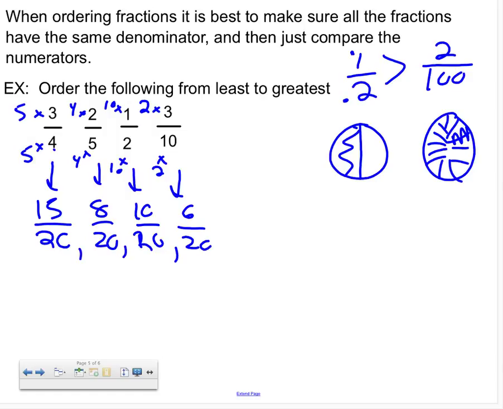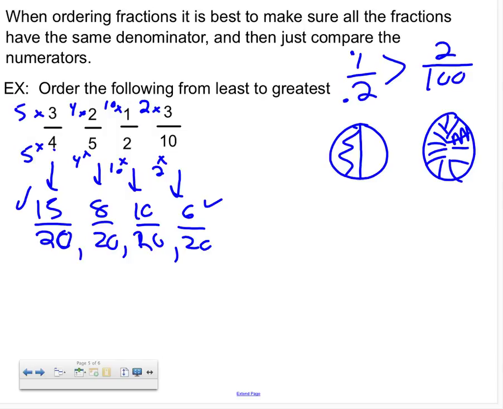Now, I can pretty easily see which one is the biggest, which one's smallest, and which two are in the middle. Because all my pies here, that's a 20 by the way, all my pies here are cut up into 20 pieces. So, which is bigger? 15 out of 20, 8 out of 20, 10 out of 20, or 6 out of 20? Well, this one's obviously the biggest one because I'm getting the most pieces for my pie there. So 15 out of 20 would be the biggest, and that means 6 out of 20 would be the smallest.